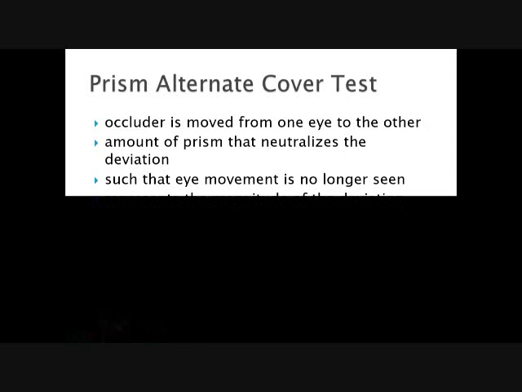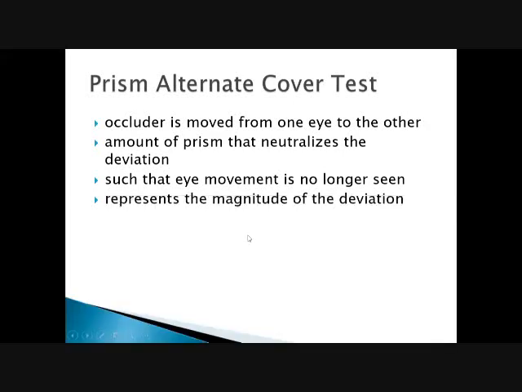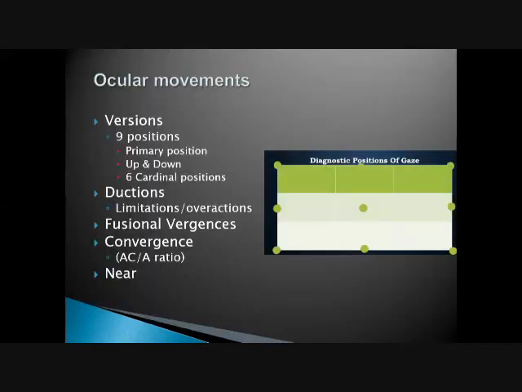And in the prism alternate cover test, we move the occluder from one eye to the other eye, and we keep a prism in front of the deviating eye. And when there is no movement of the eye, again I will show you a video to demonstrate the prism alternate cover test. After checking the muscle balance, we go for the versions.